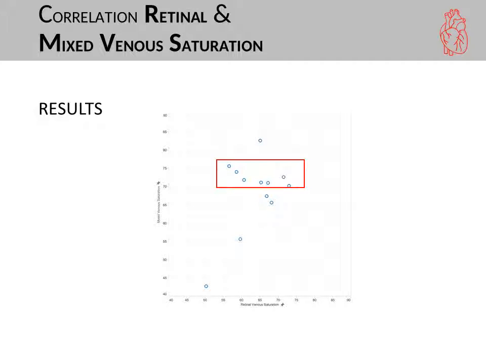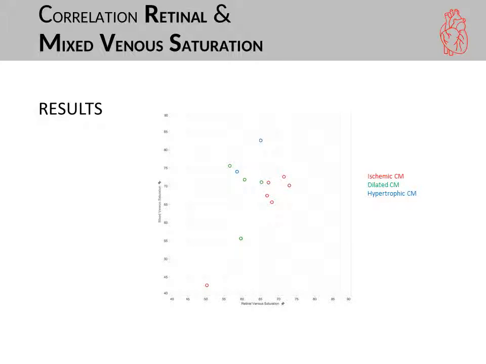And when we plot the retinal venous saturation on the x-axis versus the mixed venous saturation, there is a problem that has come back a few times today, and that's the variation between the patients, because all of these patients in the red box have a mixed venous saturation around 70-75%, which is normal after heart transplantation, yet the retinal venous saturation varies a lot between them.